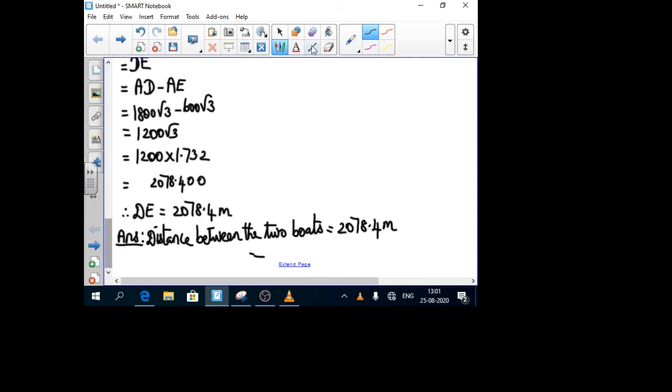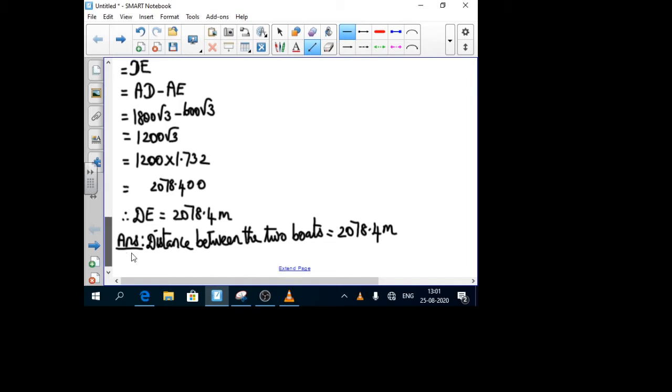So this is easy only. If you understand the concept, it is easy to draw the diagram. Using the diagram, you are just going to simplify. There is no big simplification in this. It is easy only.